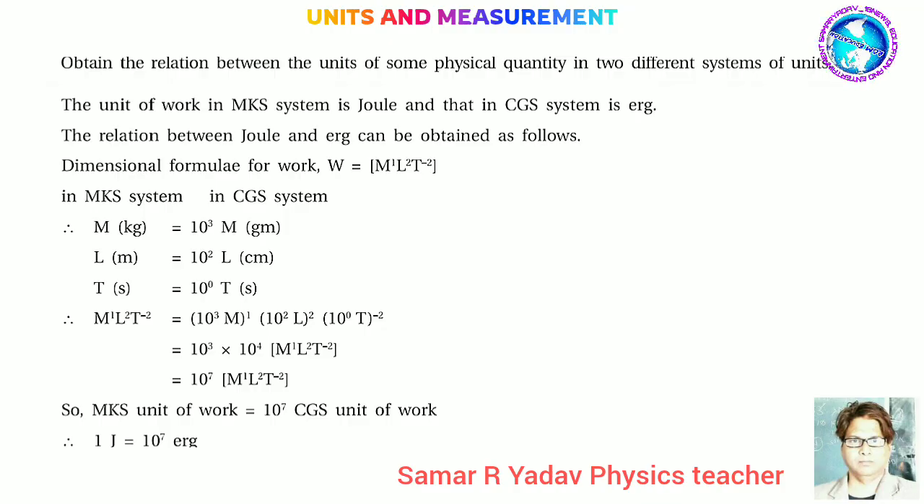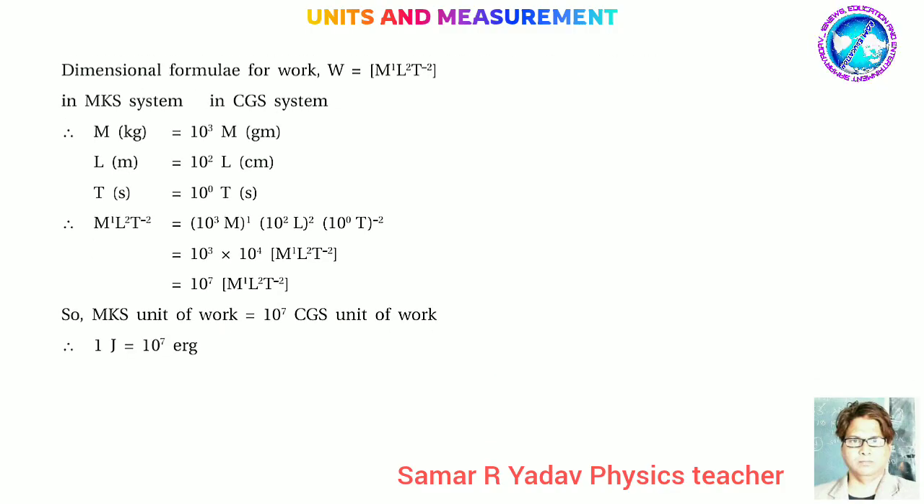Therefore, M^1 L^2 T^-2 is equal to [10^3 M]^1 [10^2 L]^2 [10^0 T]^-2, which is 10^3 into 10^4 [M^1 L^2 T^-2], equal to 10^7 [M^1 L^2 T^-2]. So the MKS unit of work is equal to 10^7 CGS unit of work. Therefore, 1 joule is equal to 10^7 erg.